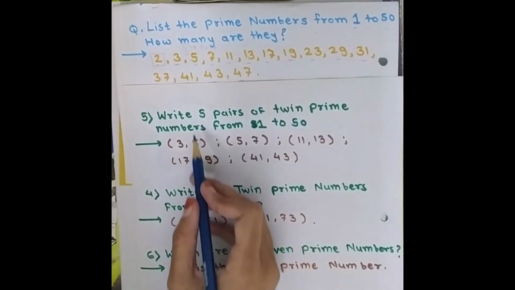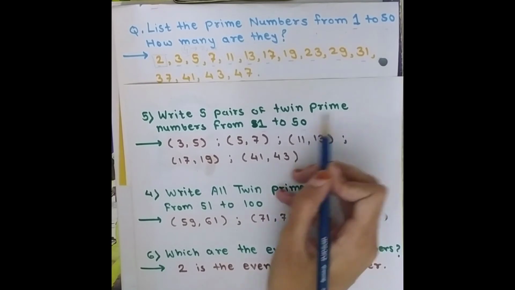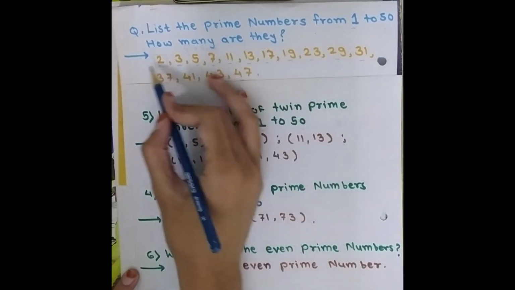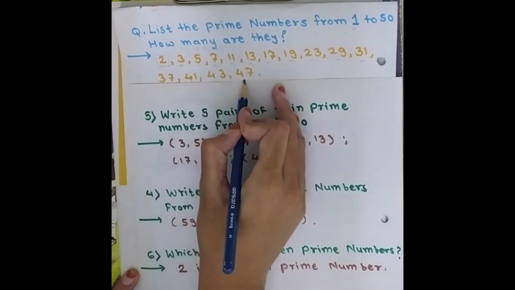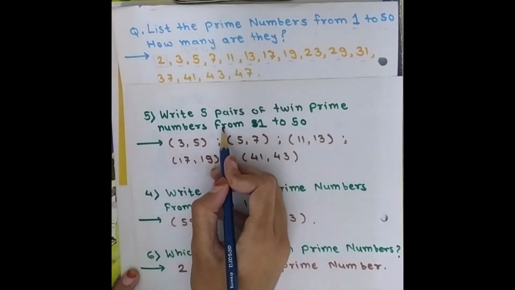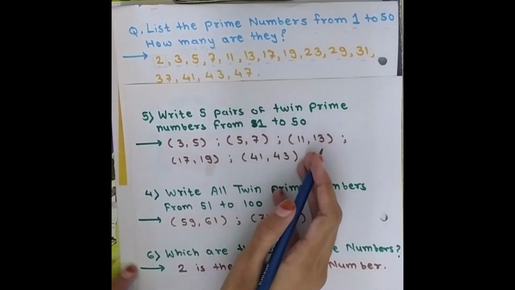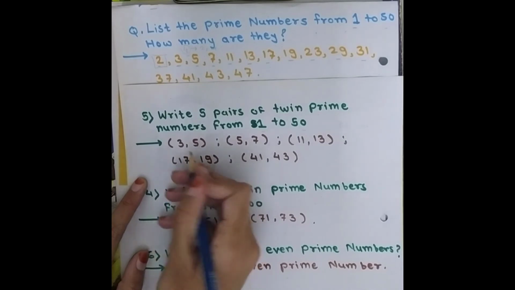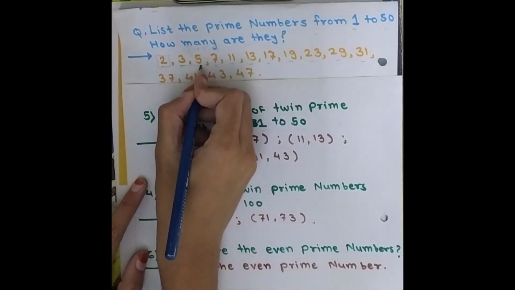Now the next question is, write 5 pairs of twin prime numbers from 1 to 50. These are all the prime numbers from 1 to 50, okay? And we want to write twin prime numbers, 5 pairs. So twin prime numbers means what? Prime numbers whose difference is 2.